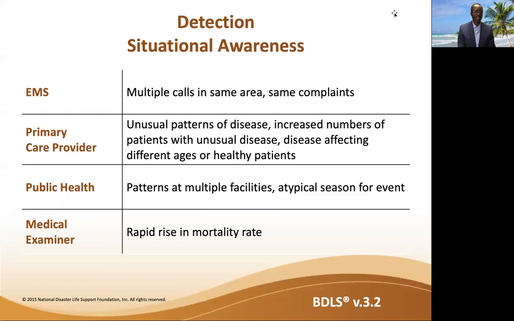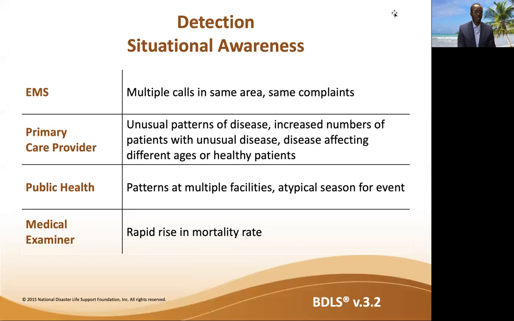Primary providers are key and have to recognize different patterns such as new constellation of symptoms, increased numbers of common disease or common disease out of season, diseases affecting different populations, and many more. Public health professionals have the unique ability to monitor multiple hospitals, clinics, and laboratories simultaneously, and thus be able to appreciate patterns across multiple facilities.